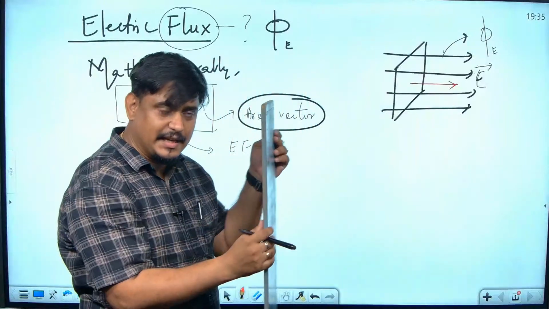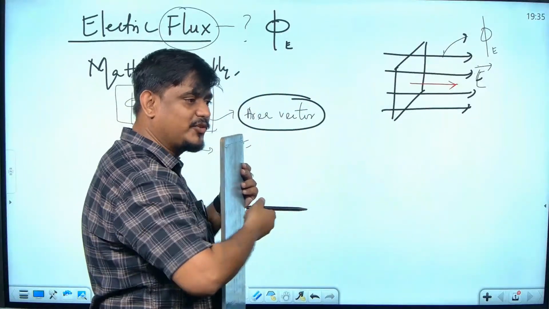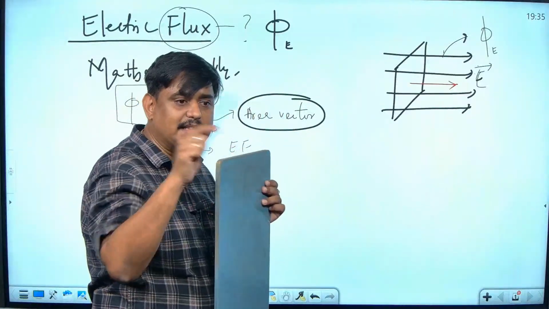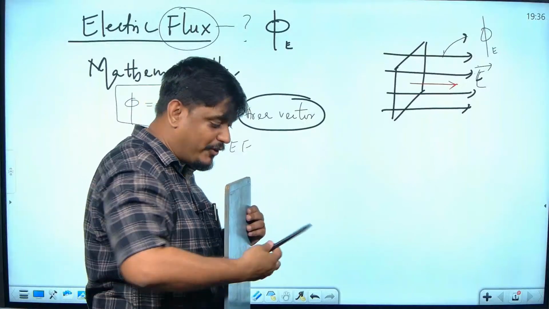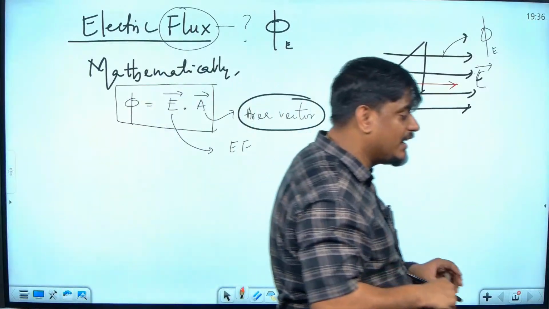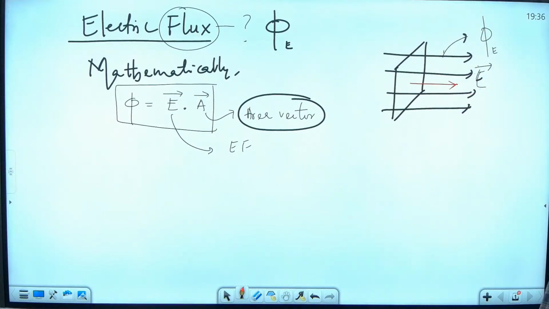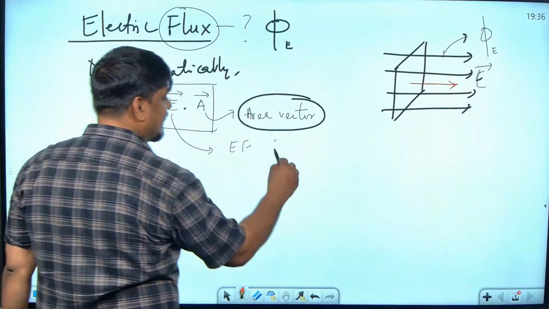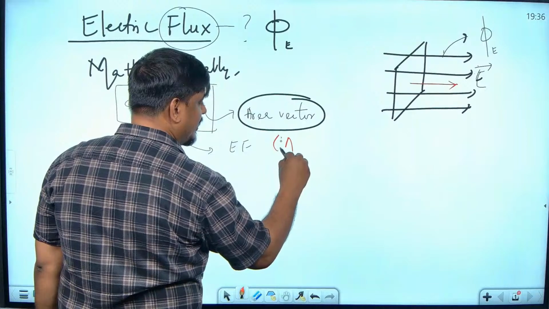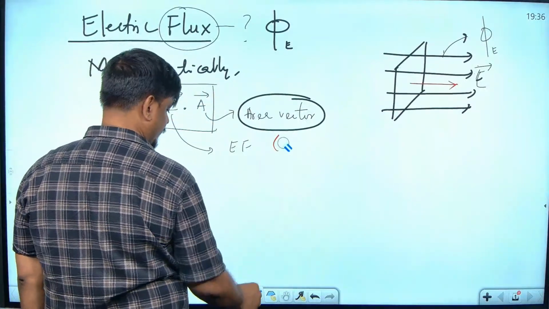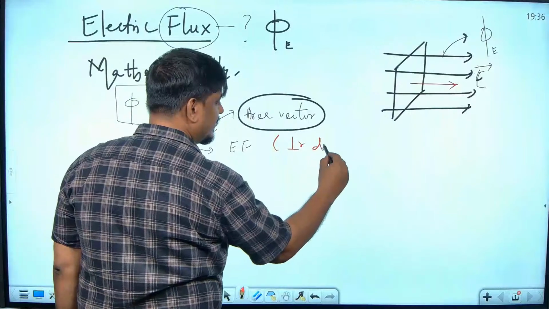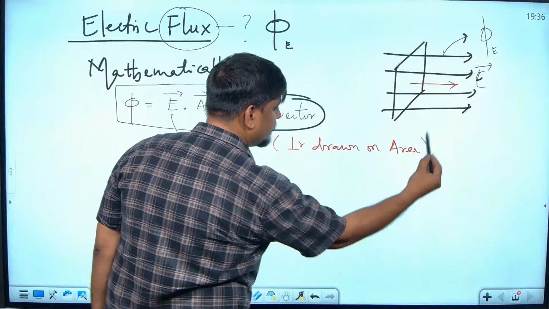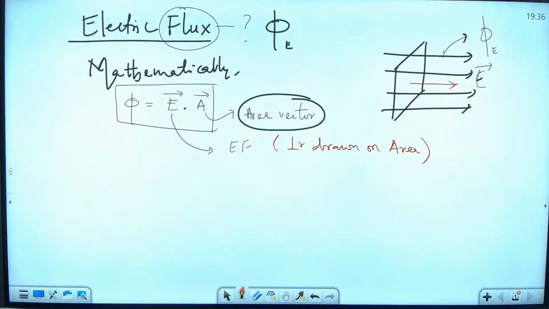Generally what we think, this is the area, this is the electric field, so electric field is perpendicular to area, isn't it? But when you do a numerical, they will take theta as 0 degree. Why 0 degree? Because it is not the angle between electric field and area. It is the angle between electric field and area vector. And area vector is perpendicular drawn on area. I hope you are getting my point.